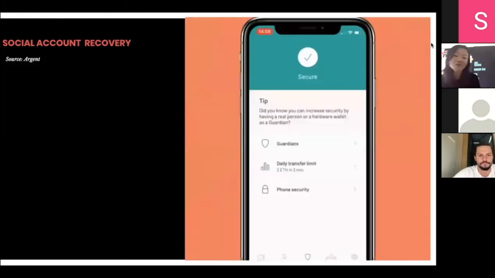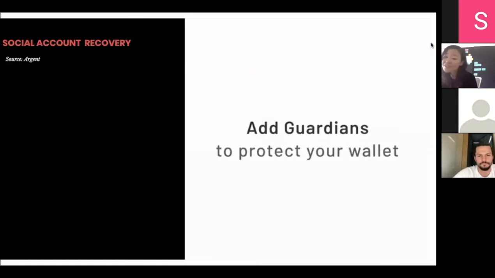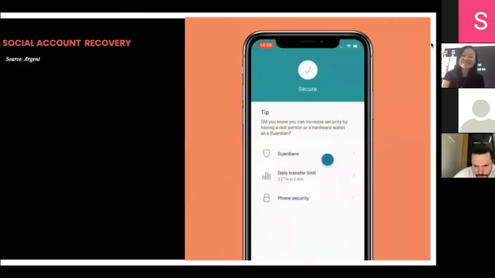I think someone in the comments said that Universal Login has had an update. Yes, and it looks really good. Definitely check it out.